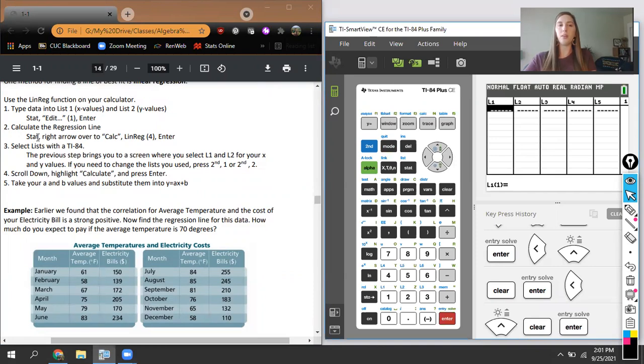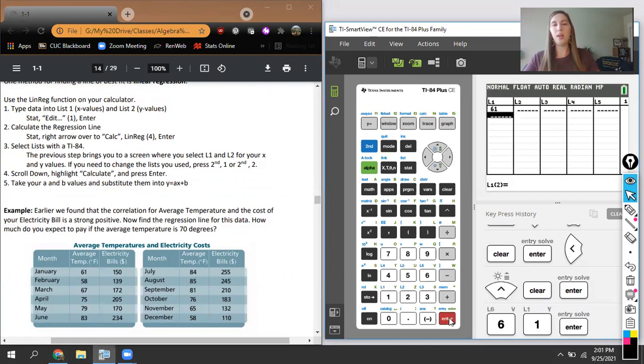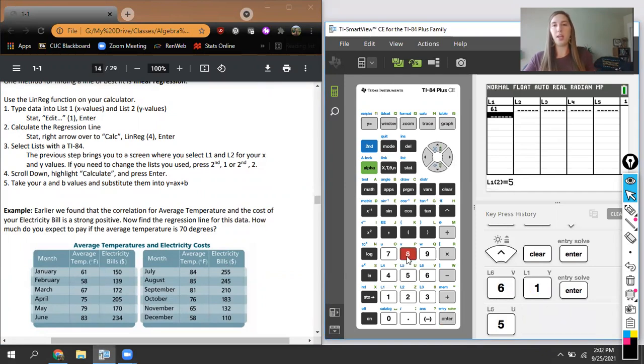And we're going to do that by typing in the data first before we calculate. So with your data, you are going to take these values and type them in here. I'm going to start typing 61 and enter. Then I'm going to hit 58 and enter, and you're going to keep on going, doing all of these numbers.